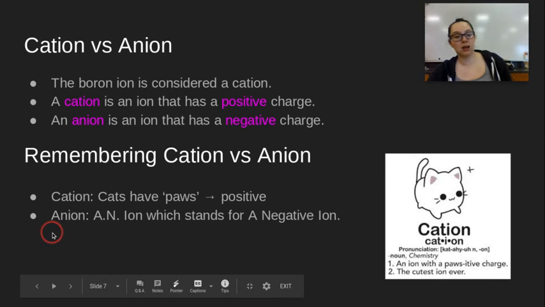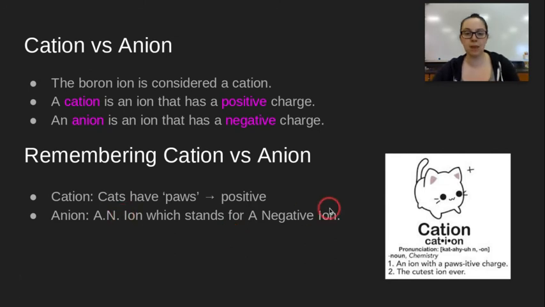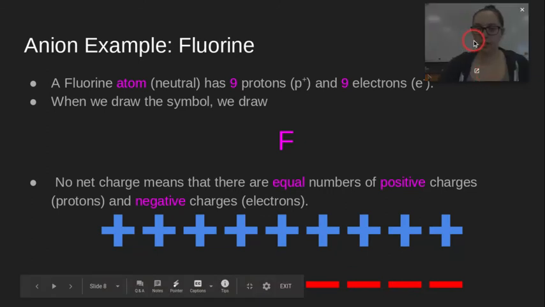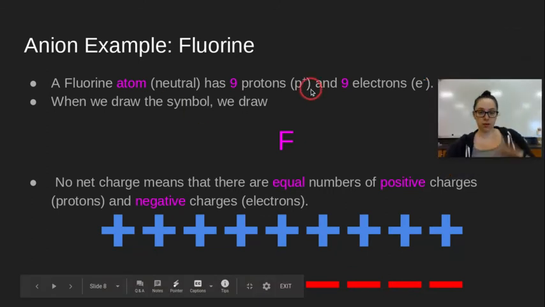And then anion, I split it up, an ion, which stands for a negative ion. It's literally in the name. So that's how you can remember it. Or you can say, well, cats have paws. If it's an anion, it's the opposite. It's the other one. Okay. Cool, fun tricks. Lots of those in chemistry. So boron was a cation example.